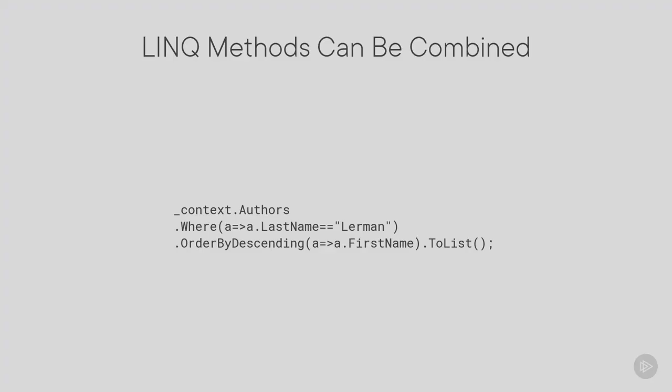Keep in mind that you can combine LINQ methods as well. Here's an example where I'm using Where to do a filter and OrderByDescending to do some sorting on the same query.